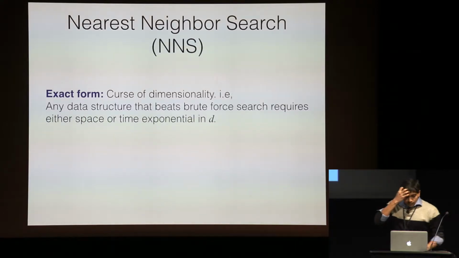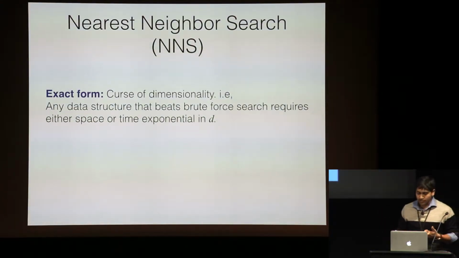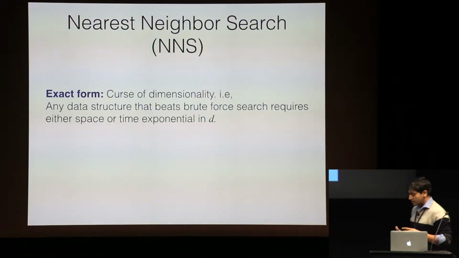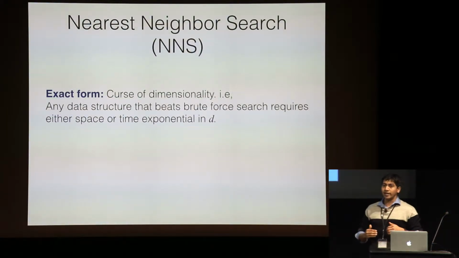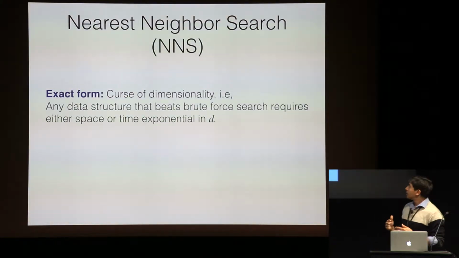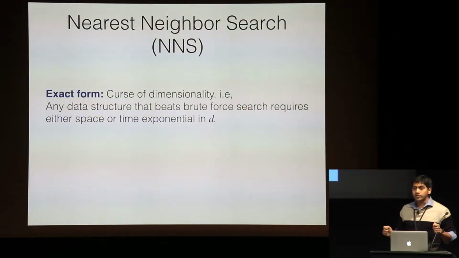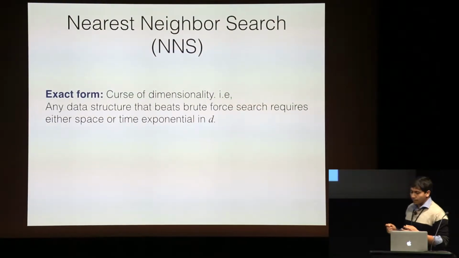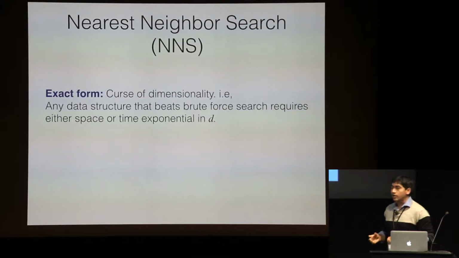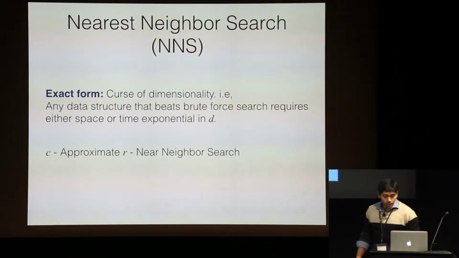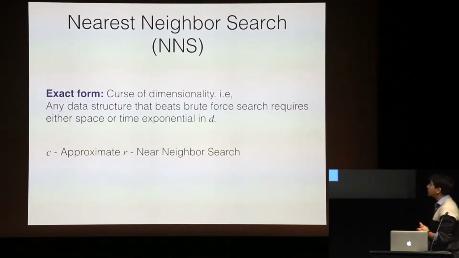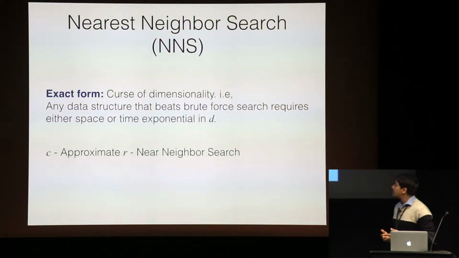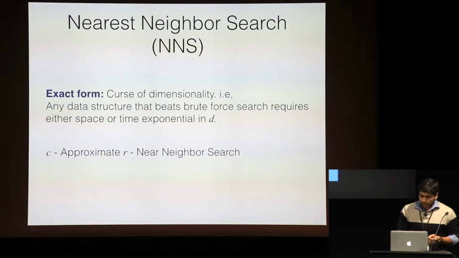This problem suffers from something known as the curse of dimensionality. That is, if you try to build any data structure which performs better than brute force linear search, then it would require either space or time exponential in the dimension. In order to circumvent this problem, people have studied the approximate version, which is known as the C-approximate R-near neighbor search problem.